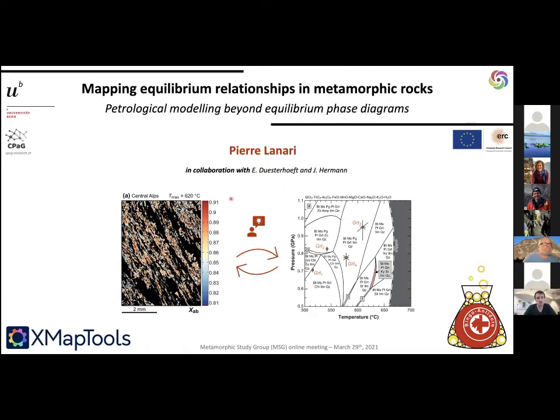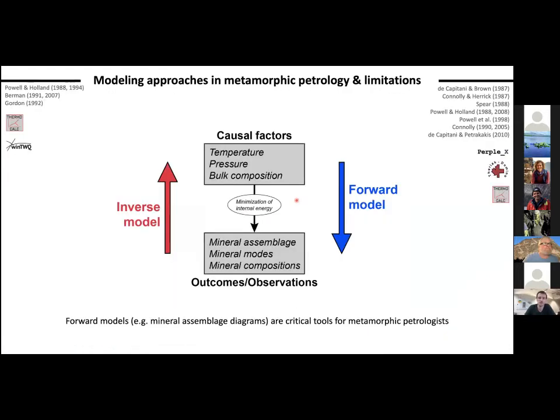I'm going to try to integrate part of the complexity that we observe in natural rocks, for example, compositional zonings of minerals, into the most popular petrological model that we use for thermobarometry. Those are equilibrium phase diagrams or pseudosections. Those diagrams are the results of a forward model, and the forward model tends to reproduce the natural behavior of a metamorphic rock, to minimize its internal energy and to reach thermodynamic equilibrium.